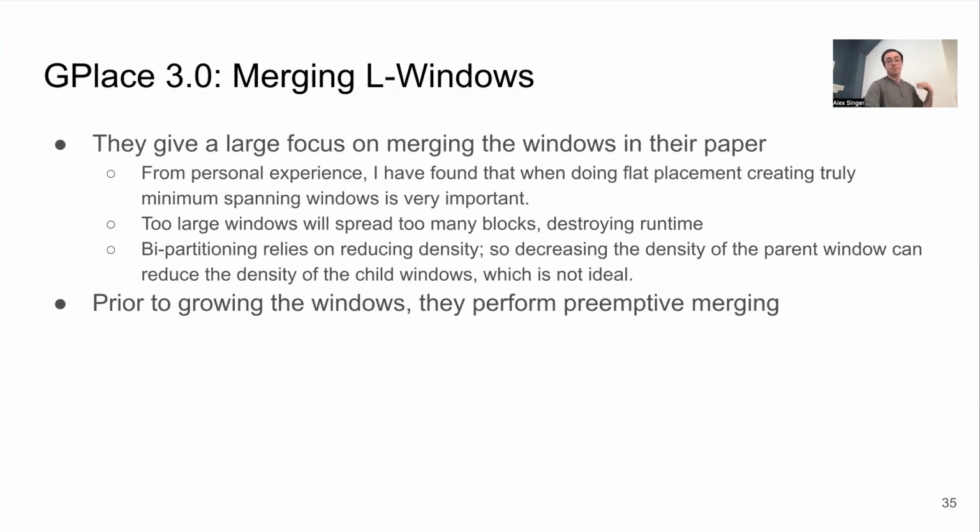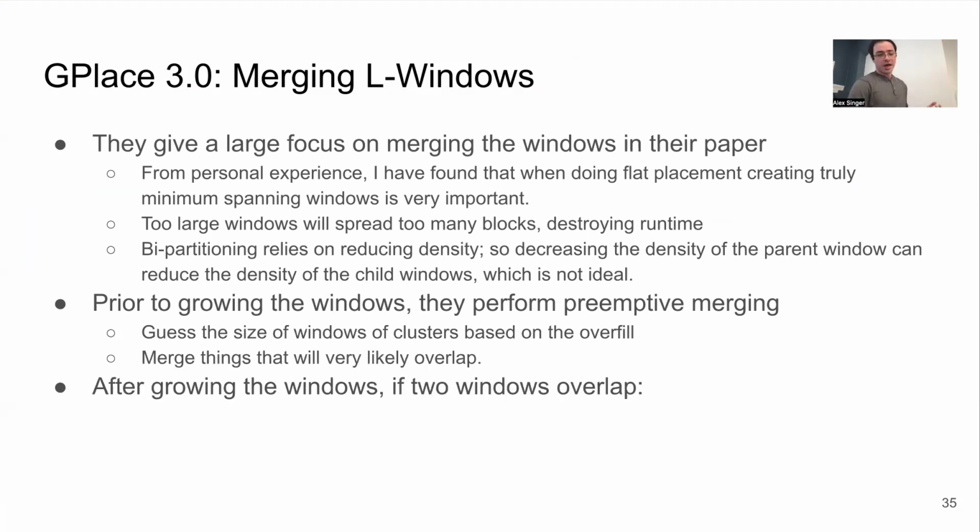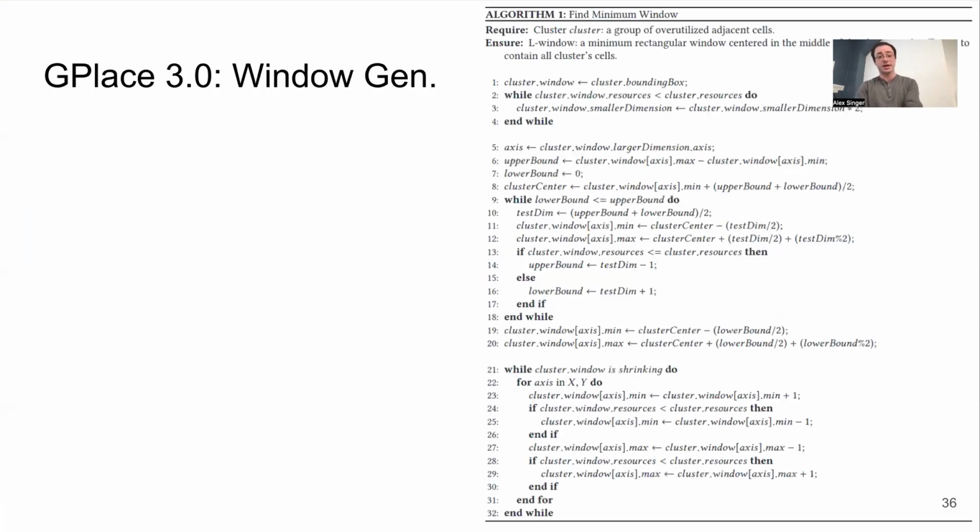Prior to growing the windows, they perform preemptive merging. Basically what they say is, I have these two clusters. Let's estimate how big those windows are going to be. Oh, the estimation shows they're going to overlap. Let's merge these together into the same cluster. It's just a good idea to do this. And after growing the windows, if two windows do overlap, we rip up the windows created, combine the clusters, and then regrow the windows. This is so that if you just take the bounding blocks of the two windows, it's not going to create too big of a region. So you recombine the clusters and try again. And I think this gives them even tighter windows, which is not a bad idea.